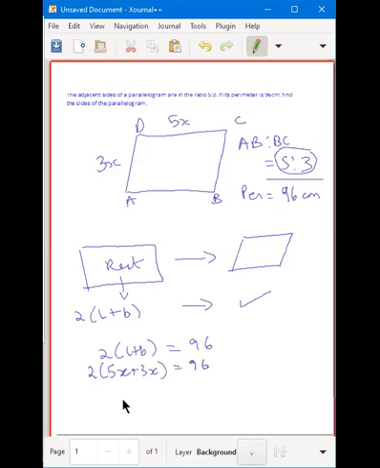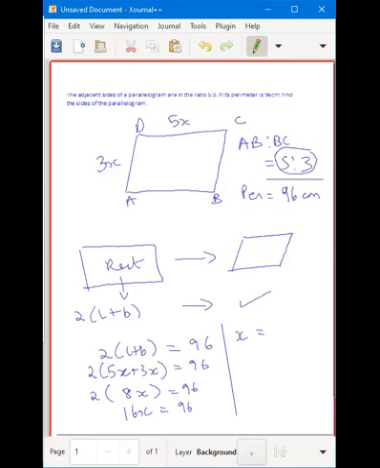Rishima, the second one is wrong. Check it. Check the breadth. Yeah. So twice 8x is equal to 96. So 16x is equal to 96. So x is equal to 96 upon 16, which is? Rishima, check the second answer. Just a minute.